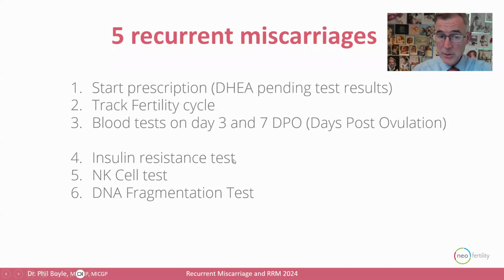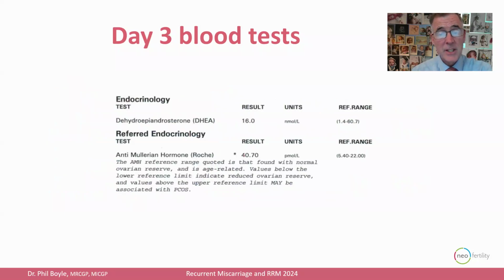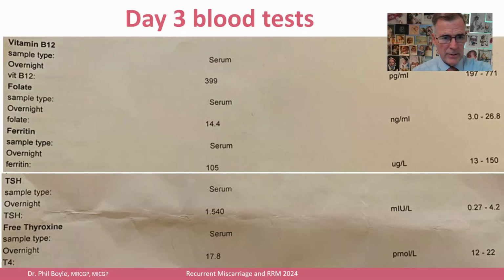I was keen to get her insulin resistance, immune testing for NK cells, and I wanted the DNA frag testing as well, because clinically I find these things help. Her routine bloods for FSH, LH, prolactin, all good, all normal. DHEA is low, and her AMH is high. And so that is suggestive to me of polycystic ovaries when they have higher AMH levels and follicular dysfunction.